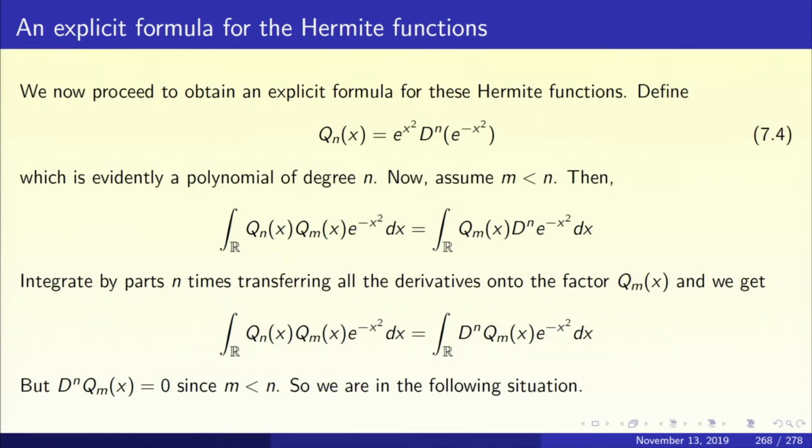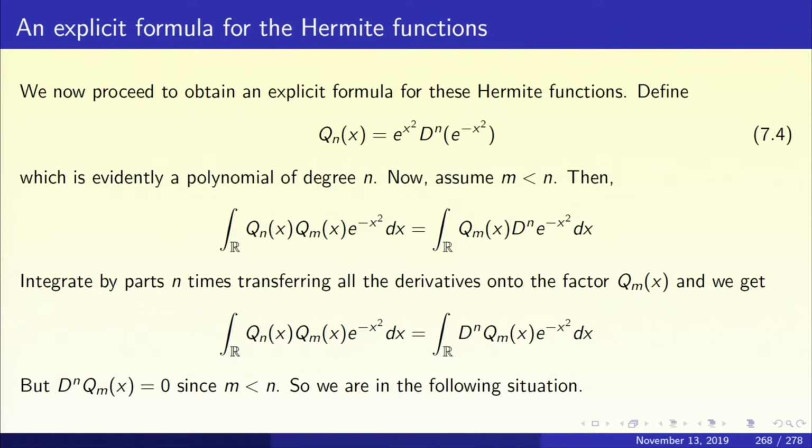Now, let us assume m is less than n, and we shall show that these Qn's are also orthogonal in the following sense: integral over r Qnx Qmx e to the power minus x squared dx is going to be 0 if m is not equal to n. So, m is not equal to n and m is less than n. So, how do we prove the orthogonality? How do you prove that this integral is 0?